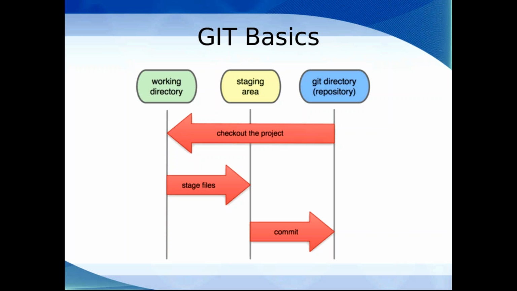So there are three stages here. You pull the entire code, that is, check out the code from your Git repository, make the changes and put them on the staging area until you complete your work, and then commit your code.